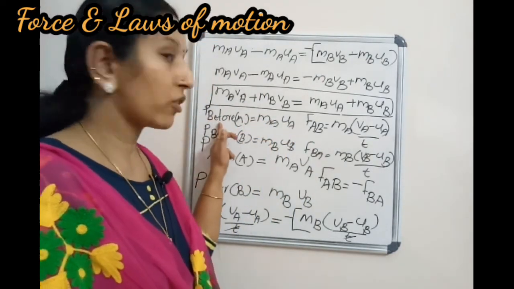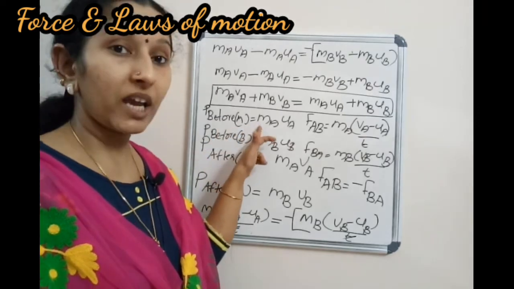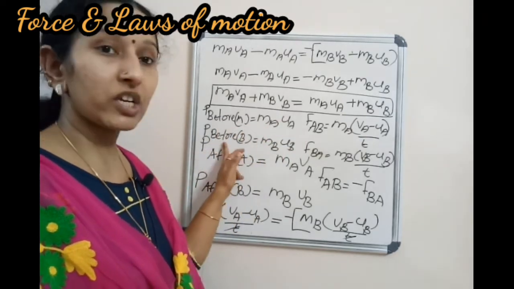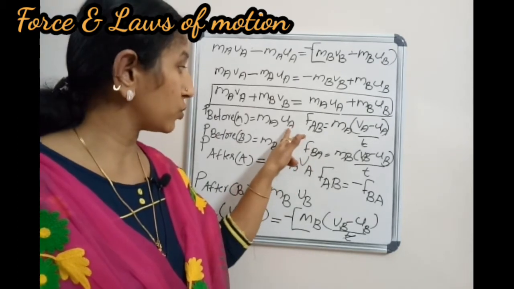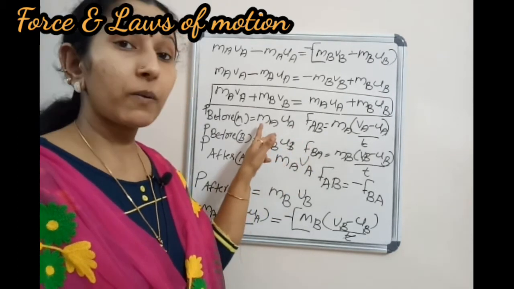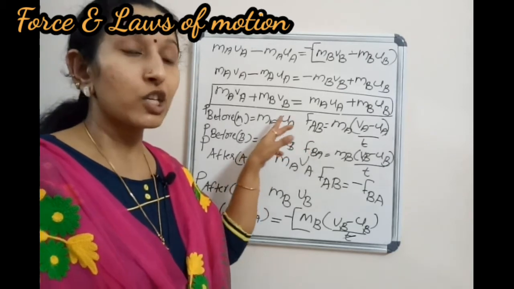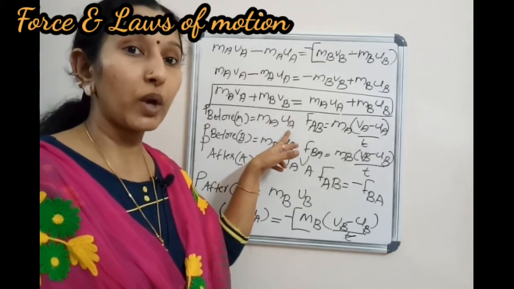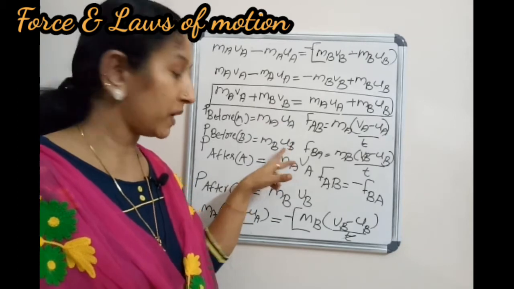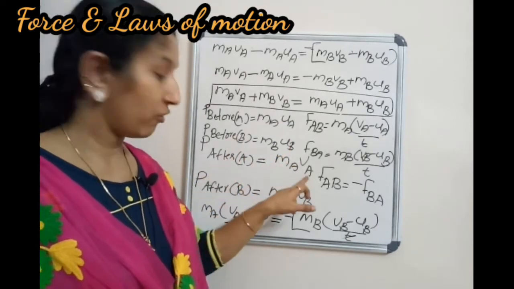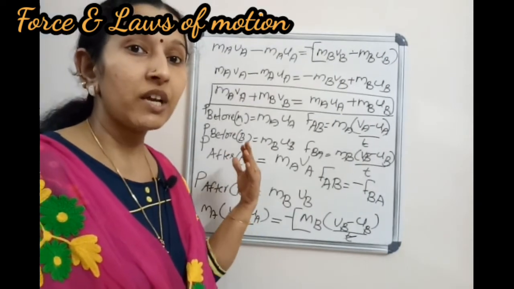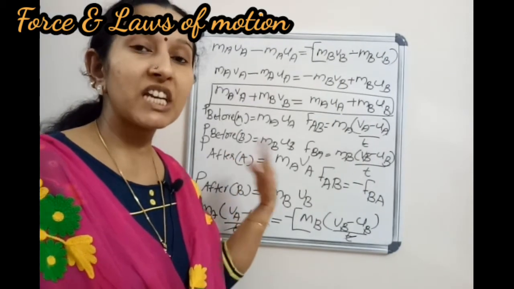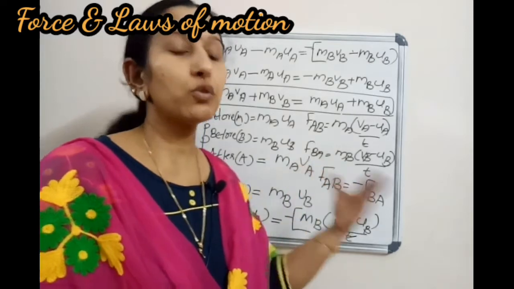Okay. So before collision of ball A, MA UA. Before collision of ball B, MB UB, because before collision the velocities are UA and UB. Momentum equals mass into velocity. So before collision the velocity here is UA and here the velocity is UB. And after collision, MA VA and MB VB, because after the collision the initial velocity UA changed to VA and UB changed to VB.